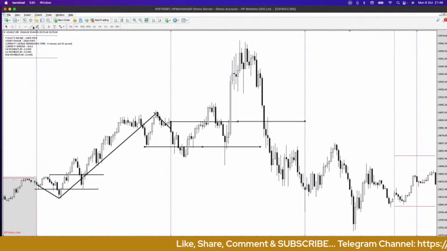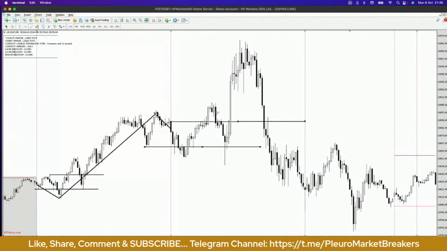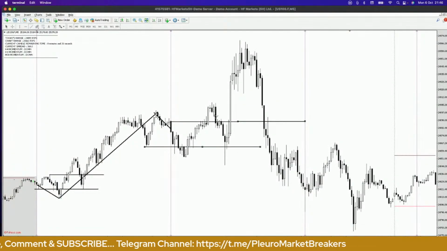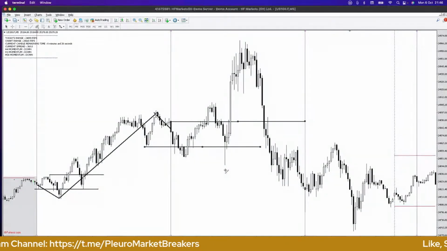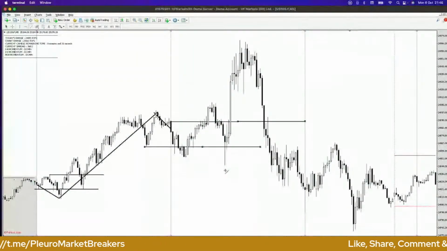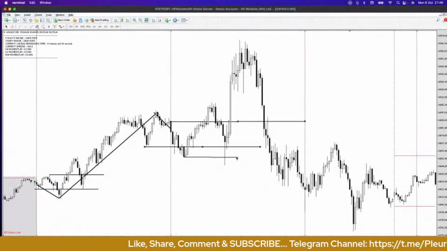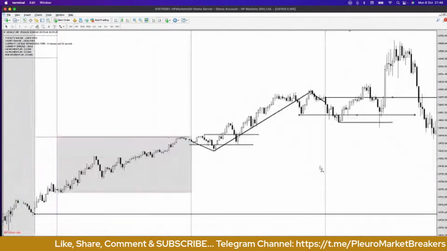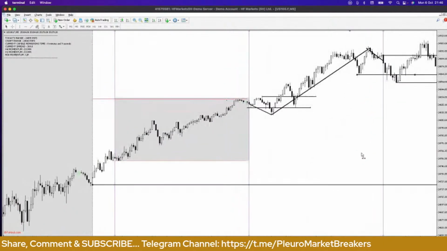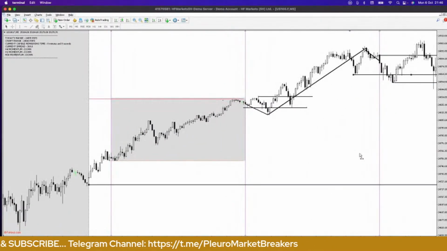Market structure break to the upside. Where's that? Here. So I'd be looking for an engulfing. Did we get an engulfing all the way down here? No. When this ran this stop, did it give us an engulfing while it was going down? No. So we're not in the trade.